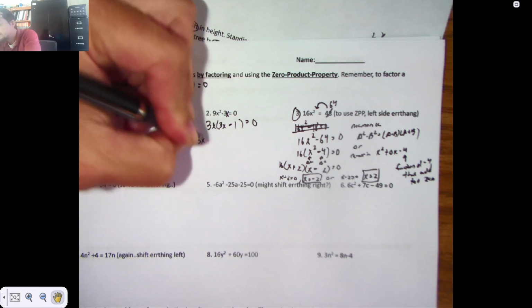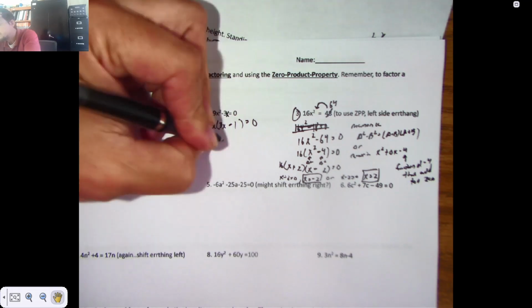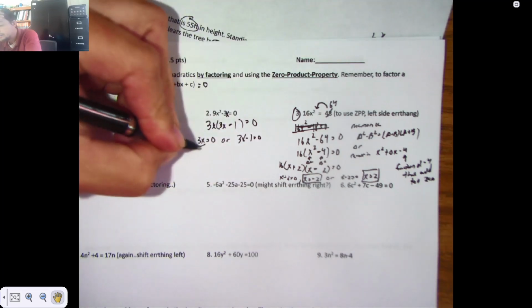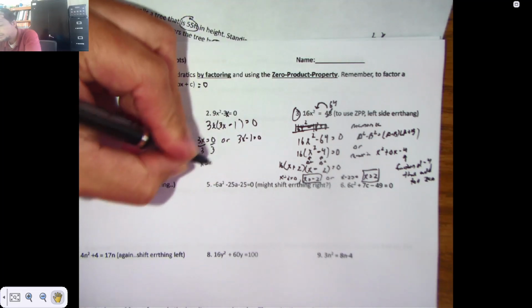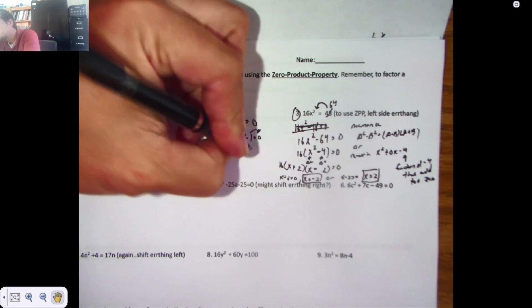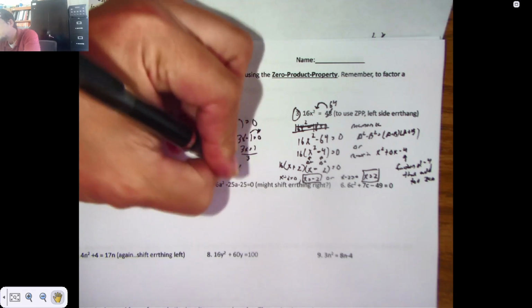What I have here by the zero product property is that 3x is 0 or 3x minus 1 is 0. Now this has to be 0. It literally is the zero product property. x has to be a 0. This is a two-step equation. 3x is 1, divide by 3, and x is 1/3.